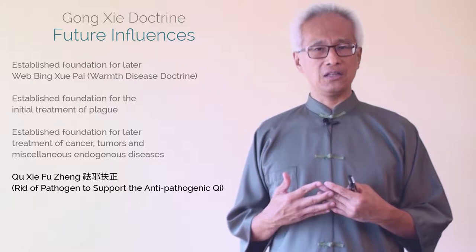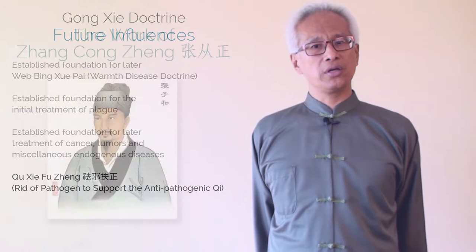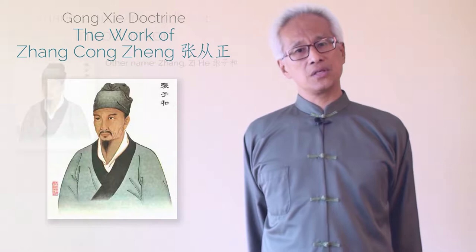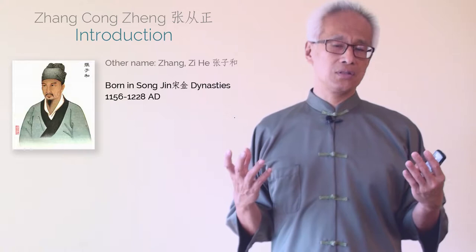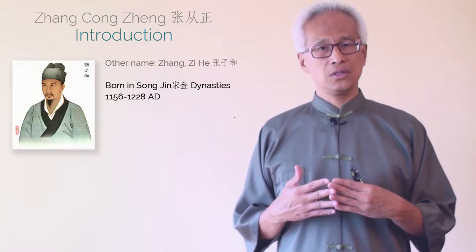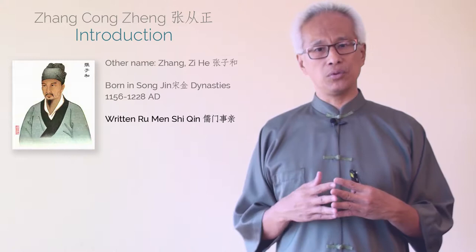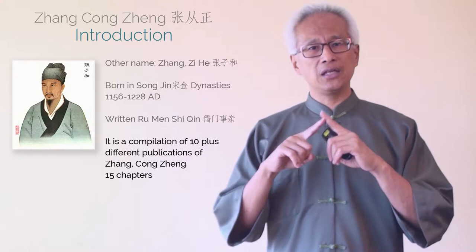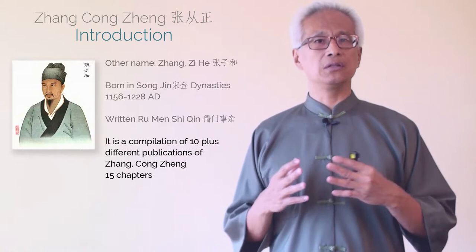And let's move forward to look at the work of Zhang Chongzhen, or Zhang Zihe. Zhang Chongzhen, his other name is Zhang Zihe. He was born in the Jin Song dynasty time, 1156 AD, and he passed away in 1228 AD. And he wrote this wonderful book called Lu Men Si Qing. It's a compilation of 10 plus different publications of Zhang Chongzhen that got put together, and there are 15 chapters in this book.